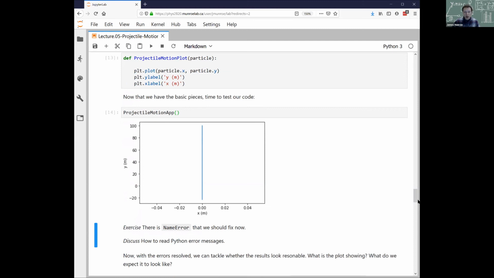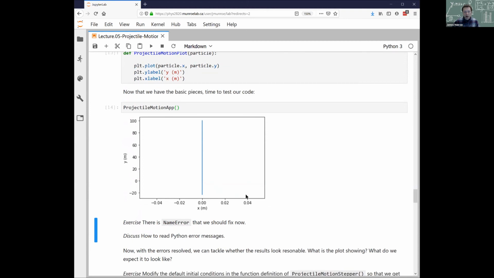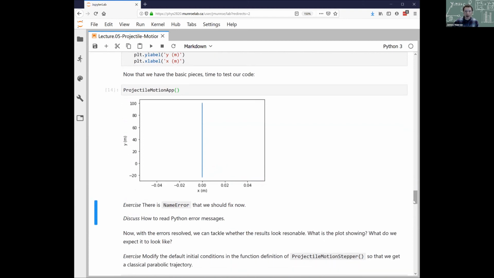So I want you to look at the code and think about what that program is actually doing, and does this make any sense? If I think about projectile motion, I would expect to see a parabola. What I want you to do right now is, on your version of the code, change the default initial conditions on projectile motion stepper so that you get a parabola appearing instead of this straight line. And then we'll come back and we'll talk about it in 2 or 3 minutes, okay?